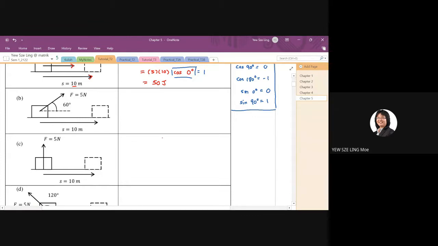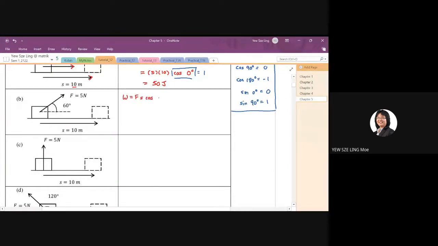I just don't want you to get confused, because nowadays you have a lot of YouTube videos and a lot of revision books. All of them use different methods. So make sure you know both of them. Both of them are correct, just that the ways they solve it are slightly different. I'm going to show you the first method in red ink, and the second method in green ink. So first, straight away you can apply W equals Fs cos theta.